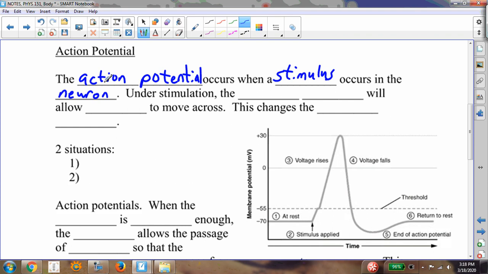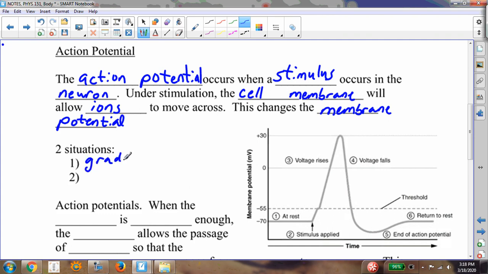Under stimulation, the cell membrane will allow ions to move across. And so it allows this large influx of ions, and then that changes the membrane potential. Or you can think of this as the resting potential. There are two situations. We have graded potentials and action potentials. We'll mainly be concerned with the second of these. And then action potentials.